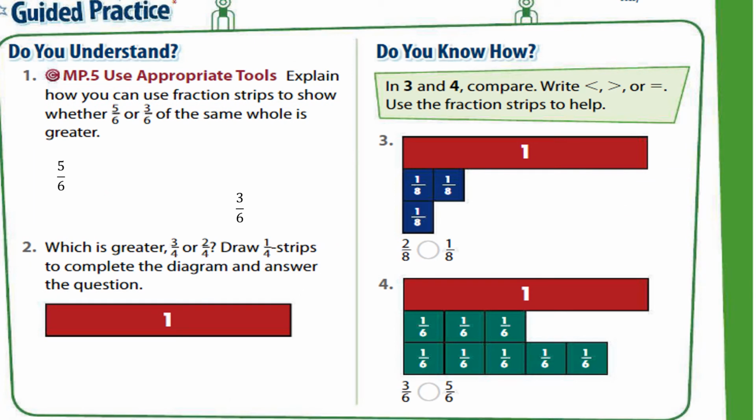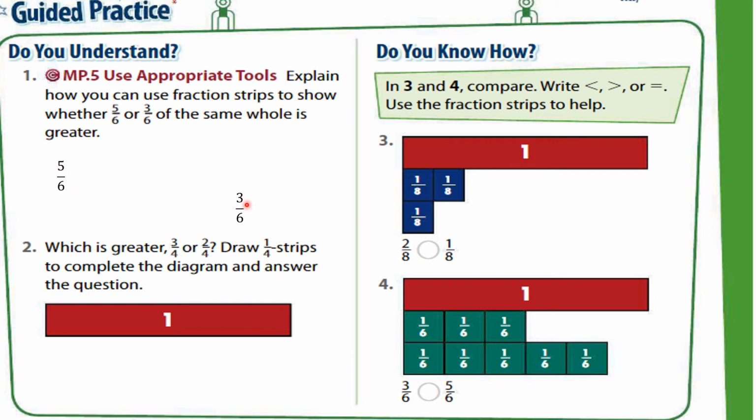So, okay, next page, question 1. Explain how you can use fraction strips to show whether 5/6 or 3/6 of the same whole is greater. Now we have two fractions, 5/6 and 3/6. So which one is greater? Excellent. 5/6 is greater, and how do you know? Very good, because 5 is greater than 3.